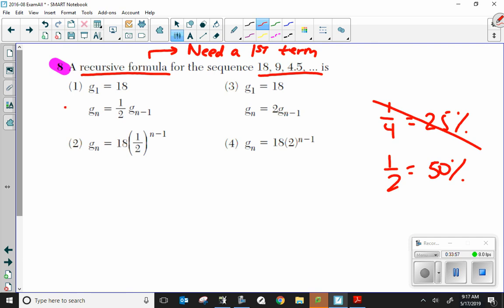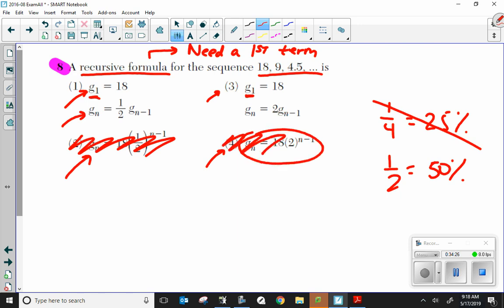You see example 1, they give you the first term, G1 is 18, and then you use this to find all the other terms in a row. Like you find G2, G3. See number 2, how it doesn't give you a G1? If it doesn't give you a G1, this is not recursive. By definition, that's not recursive, so it's not 2. Let's look at number 3. Okay, they give me a G1, so that's a recursive formula. Look at number 4. Do they give me a G1? No, they don't. So right now, boom, 2 answers.